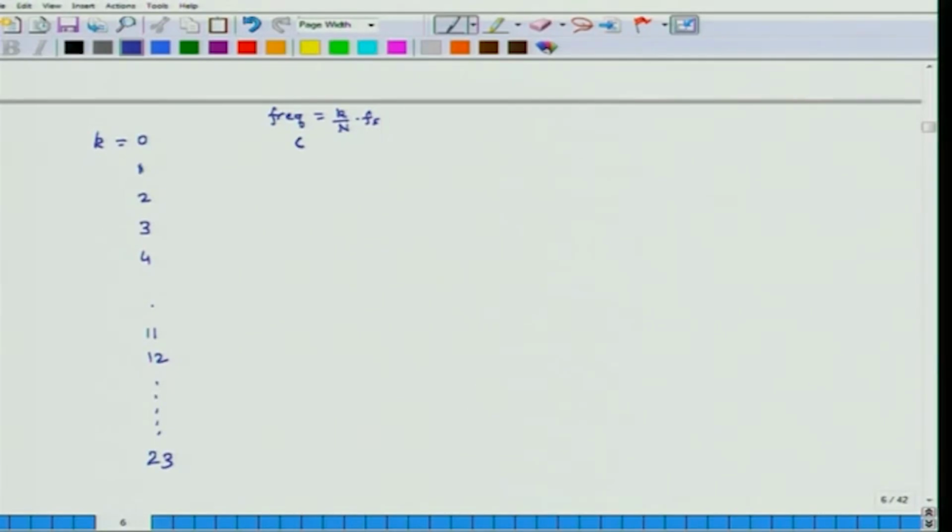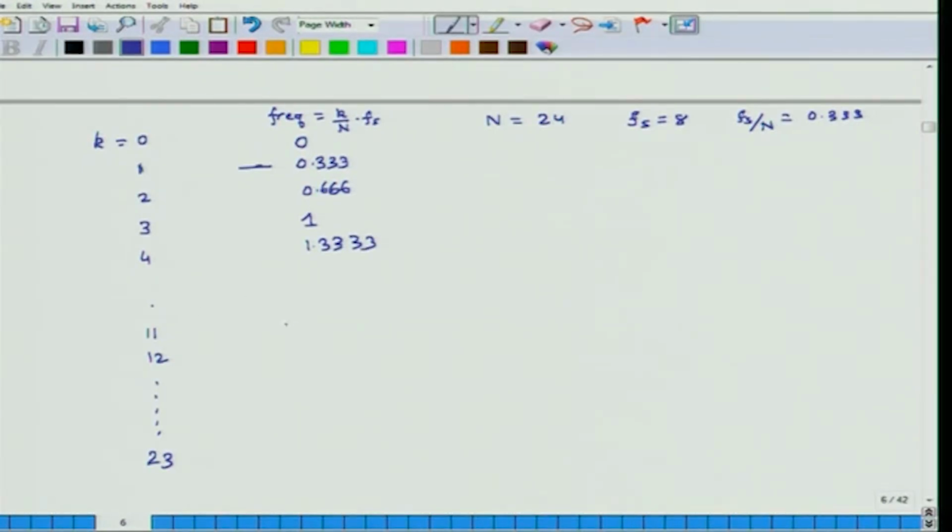So this one was 0, and what is the value of N? N was 24, fs was 8. So fs over N equals 0.333, right? So this is 0.333 hertz, this is 0.666 hertz, this is 1, this is 1.333.